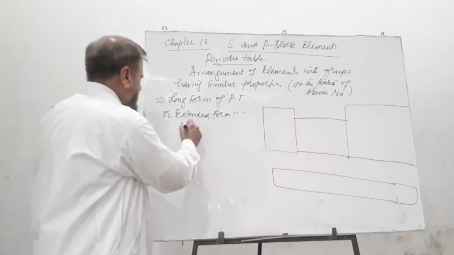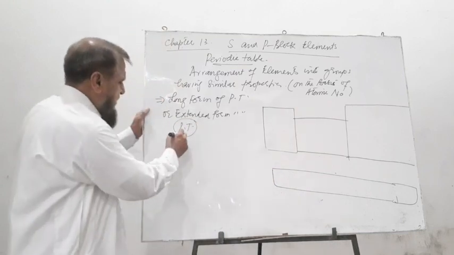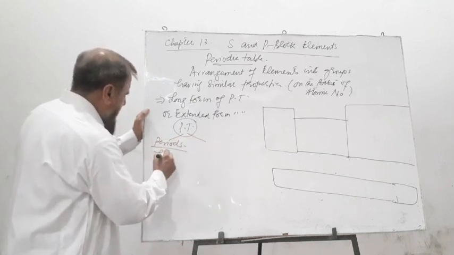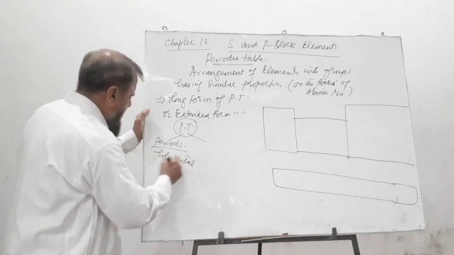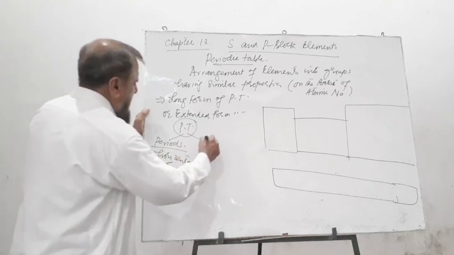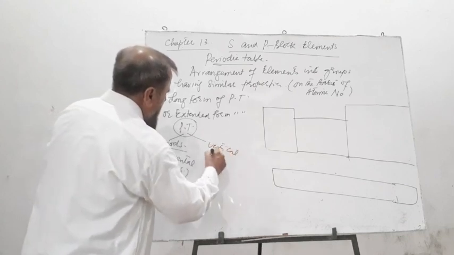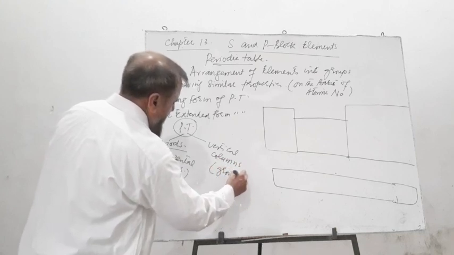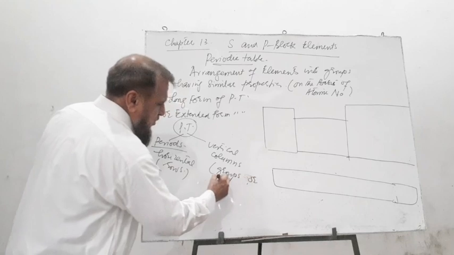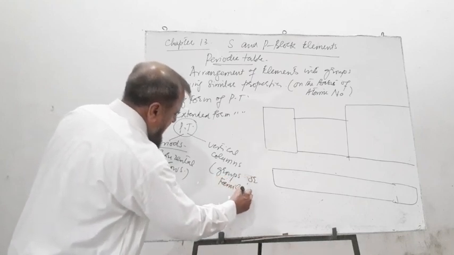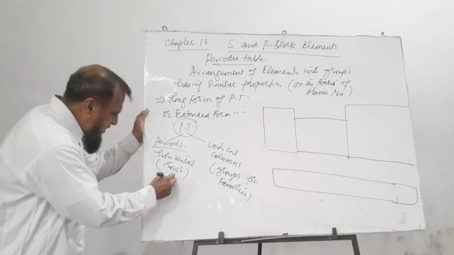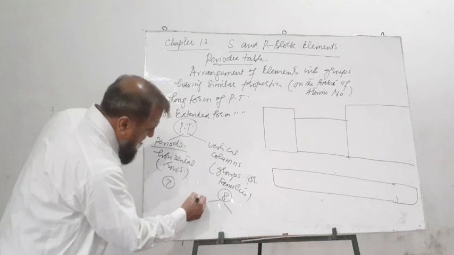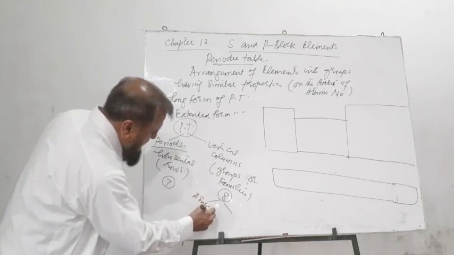In the periodic table, elements have been arranged horizontally. Periods are the horizontal rows of elements, and the vertical columns of elements are called groups or families. There are 7 periods in the periodic table and 8 groups. Now these 8 groups have been further divided into A subgroups and B subgroups.